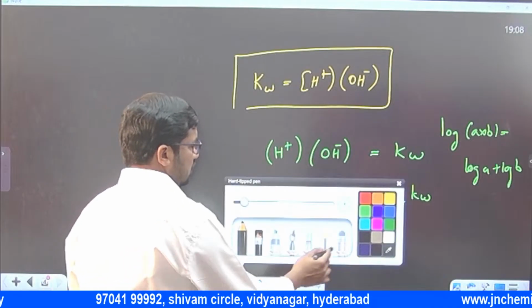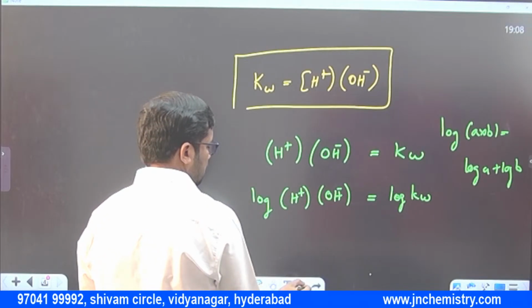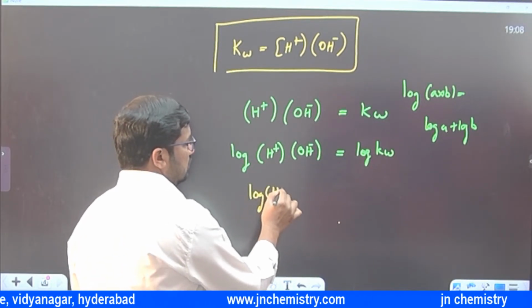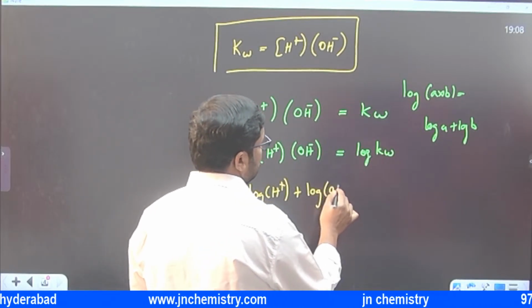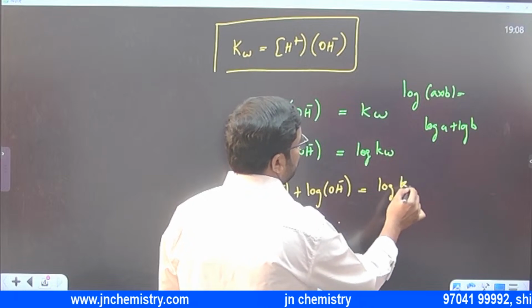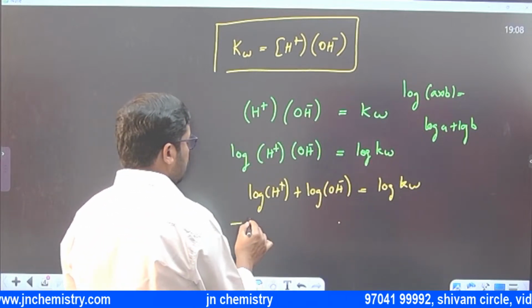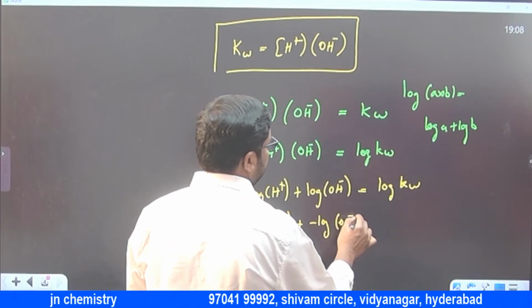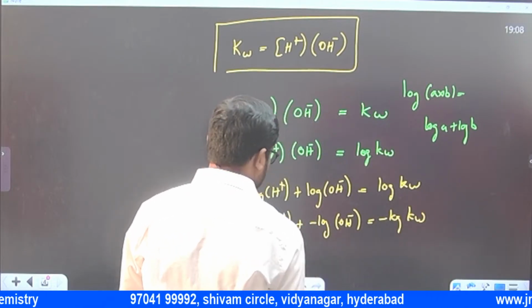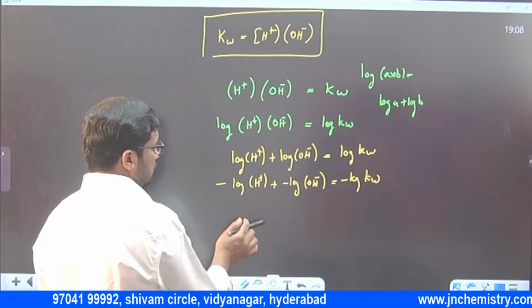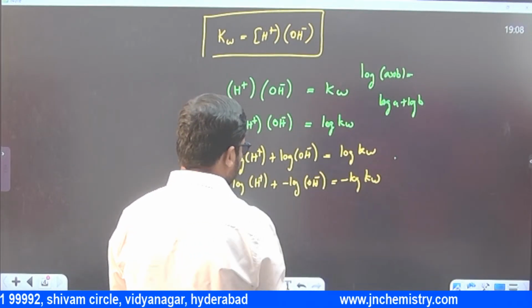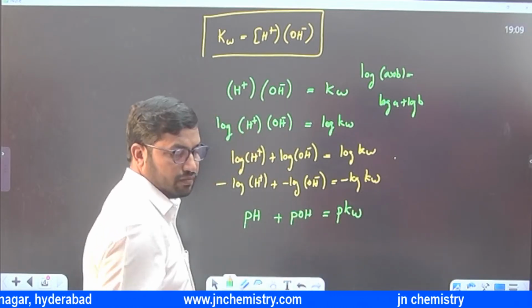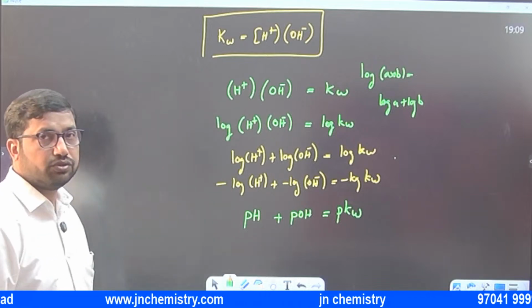So here, log H plus plus log OH minus is equal to log Kw. Multiply with negative throughout: minus log H plus minus log OH minus is equal to minus log Kw. Minus log H plus is nothing but pH, and minus log OH minus is pOH. So pH plus pOH is equal to pKw.